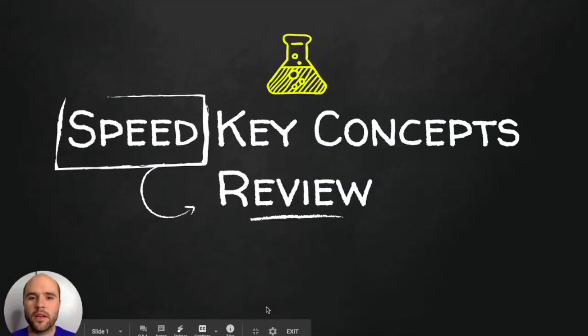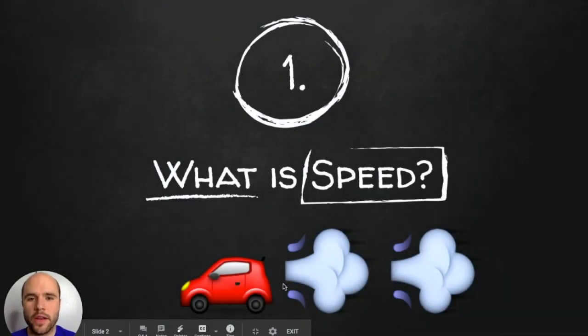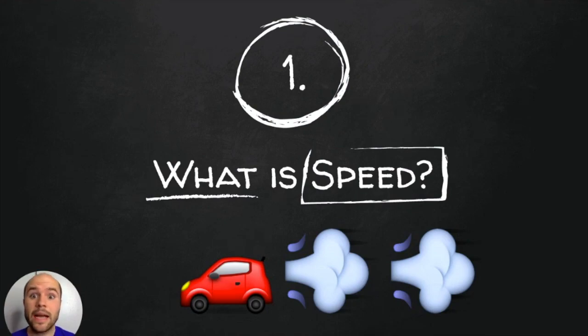Now, I came up with a short little slideshow here to go over some of the key things that we learned this week. The first thing that we learned on Monday with Mr. Francina was what is speed? Like, what is the actual definition? And what does it look like? And how can we find it? And all these different things.